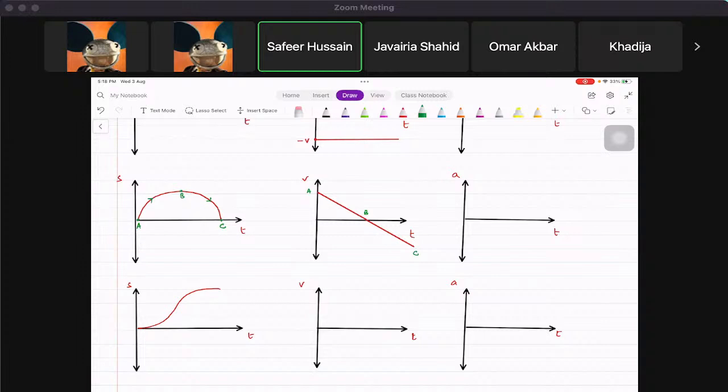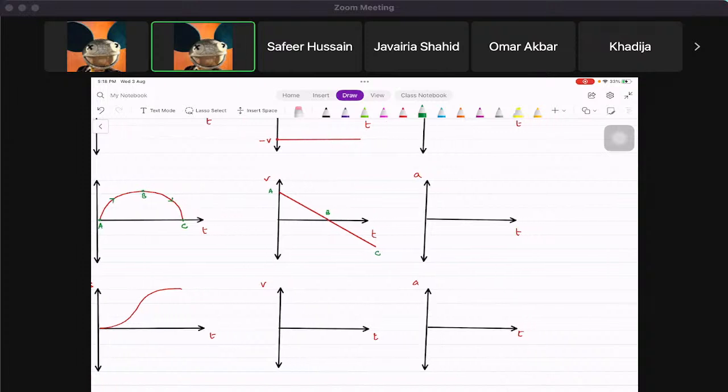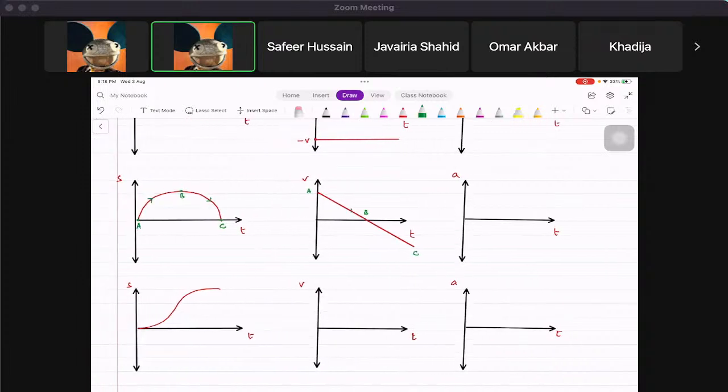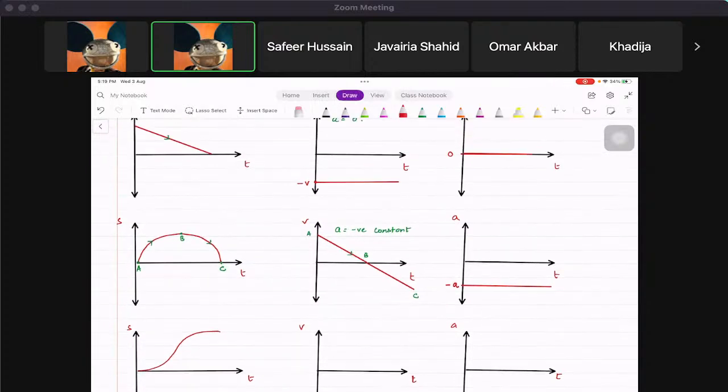Yes, sir. Now, for acceleration, we're gonna note that it's a straight line which is going down, which means acceleration is negative and it is constant, which means that now the graph of acceleration time would be on the negative axis and a straight line. So this is negative. If you get confused in any of these, please let me know, okay?